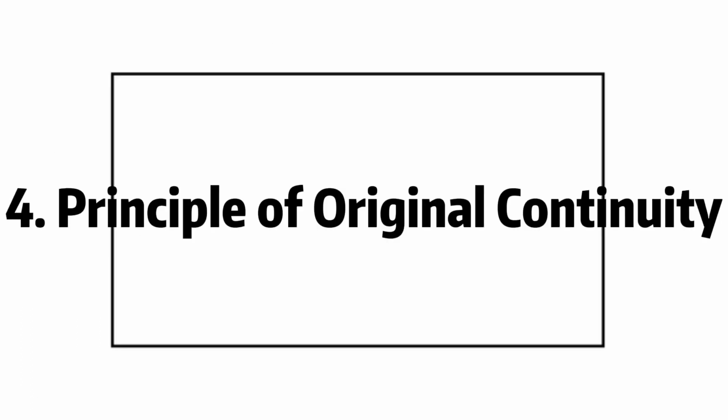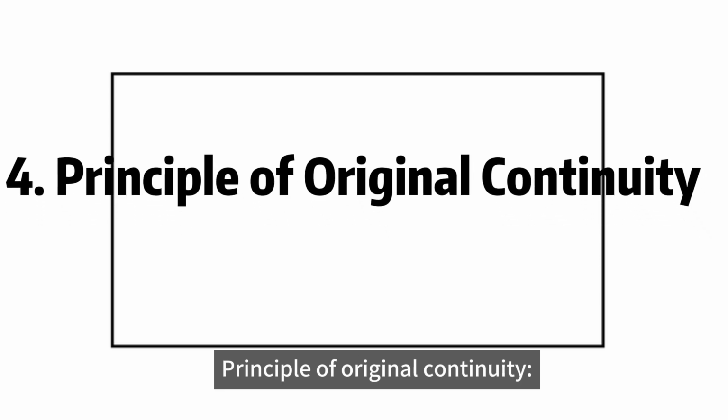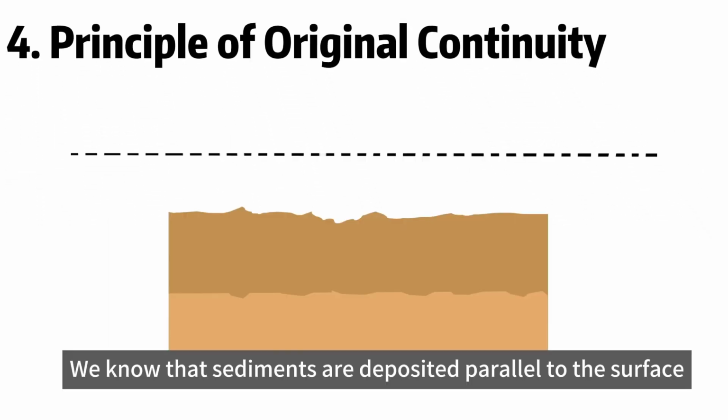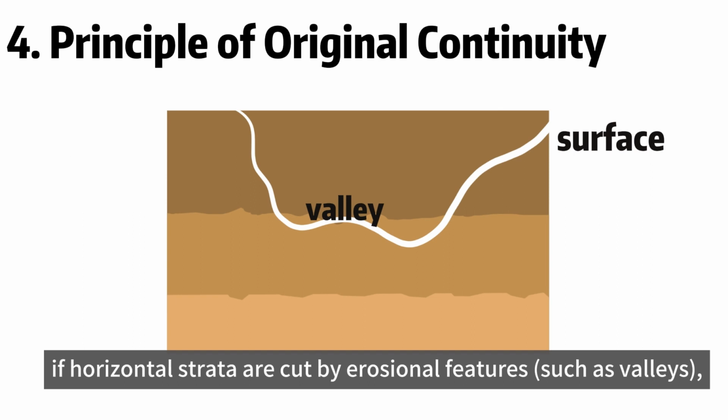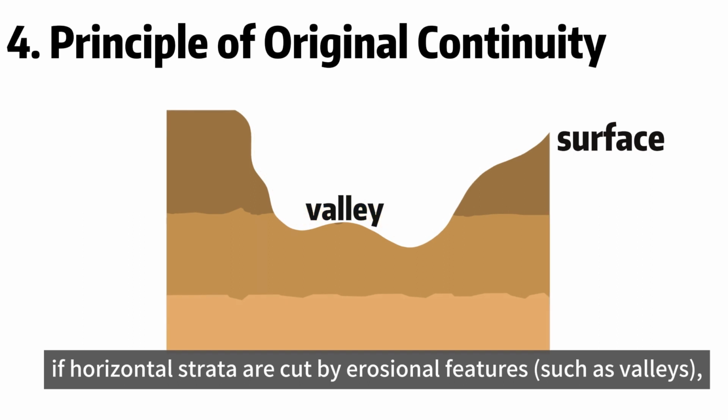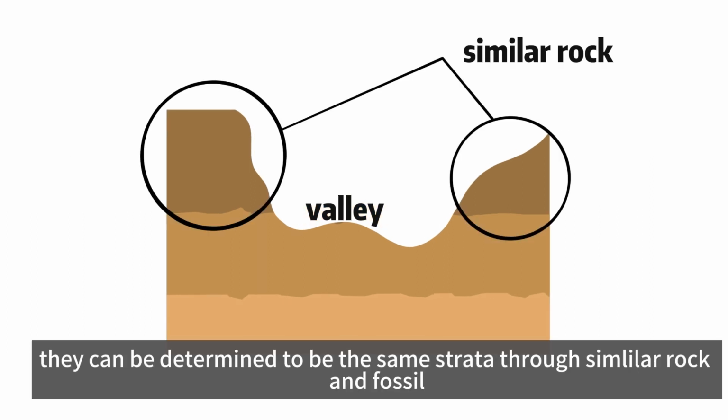The fourth, principle of original continuity. We know that sediments are deposited parallel to the surface. Therefore, if horizontal strata are cut by erosional features such as valleys, they can be determined to be the same strata through the similar rock and fossil.